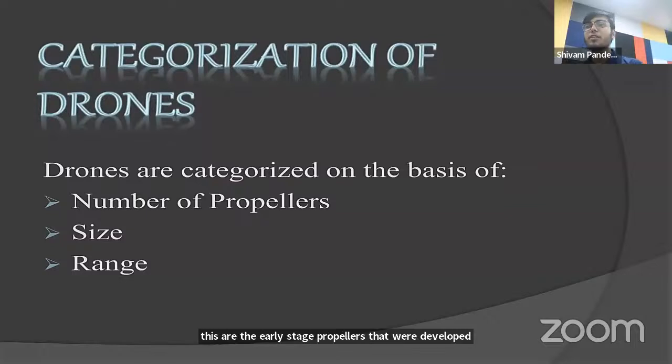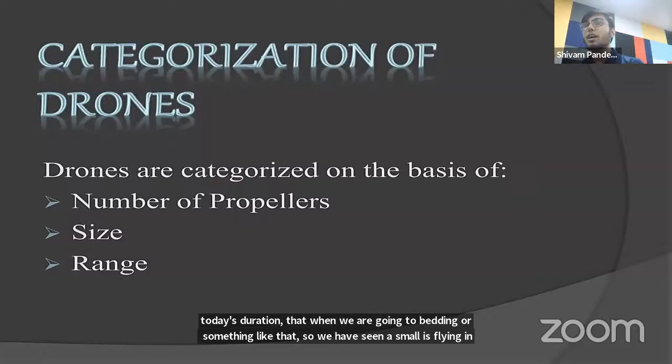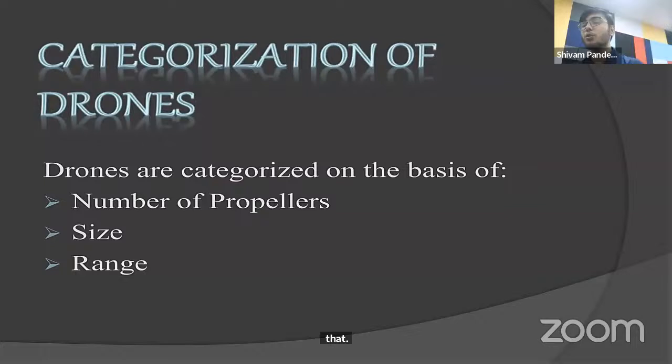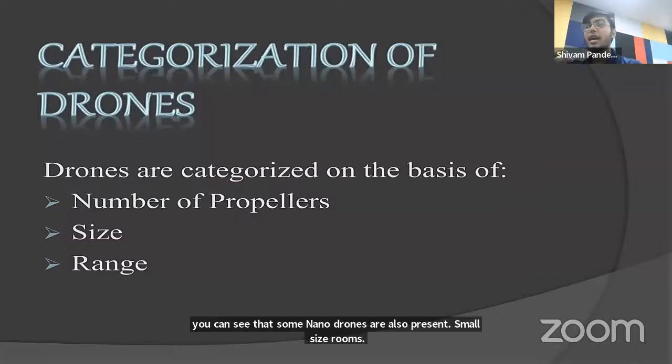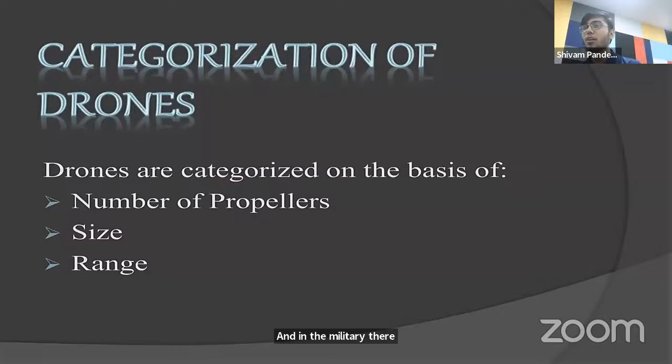Then we have different sizes of drones. For example, today when we go to a wedding, we see a small drone flying. If we come across different videos, you can see that some nano drones are also present, small size drones. And in the military, large drones are used for activities like targeting someone or using artillery.